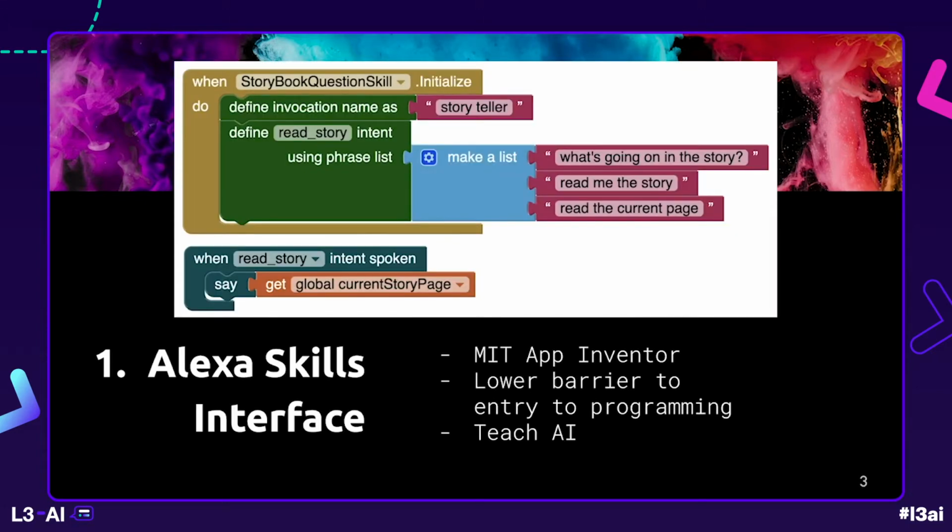And so the first project is the Alexa Skills interface. It's a tool within MIT App Inventor, which is an open source website that anyone can use to create their own mobile phone or tablet apps that allows students to drag and drop code blocks, as you can see in the picture, and create conversational agents as Alexa skills. And so the code blocks actually simplify programming, lower the barrier to entry, and really allow us to teach AI in a highly learning-friendly environment.